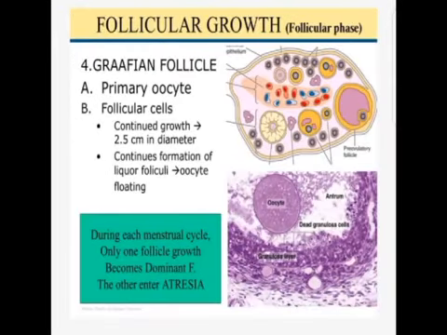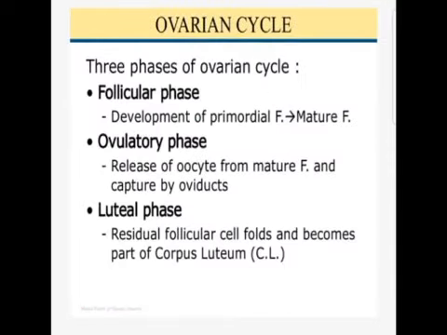Now what is the Graafian follicle? That is the mature follicle. There is a primary oocyte, and the follicular cells continue to grow, and they become 2.5 centimeters in diameter, and the formation of liquor folliculi continues. The oocyte is floating in the liquor folliculi. During each menstrual cycle, only one follicle becomes dominant, and the others become atretic. They are known as the corpus albicans.